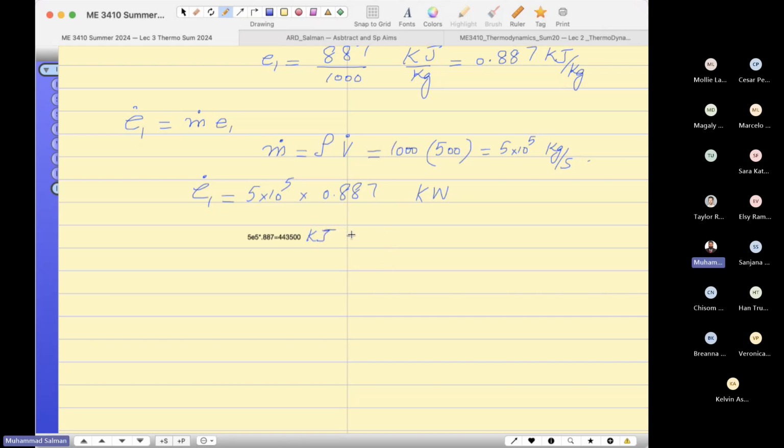The same thing can be written as, usually this is a very large value, so can I write it like this? 444 megawatts, because 1 megawatt equals 1000 kilowatts. That's what I did: divide by 1000 to find the answer in mega. Usually for a large city population, we have the power generation at the powerhouse in megawatts. So this is how you will find the answer.